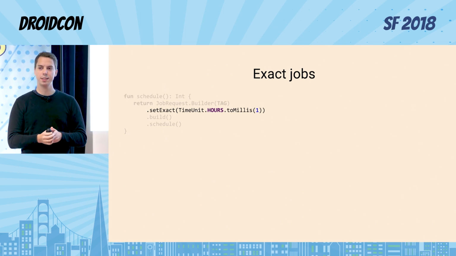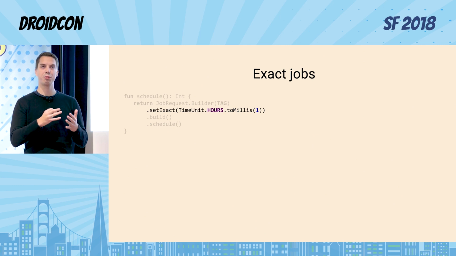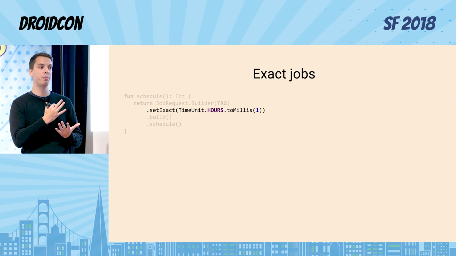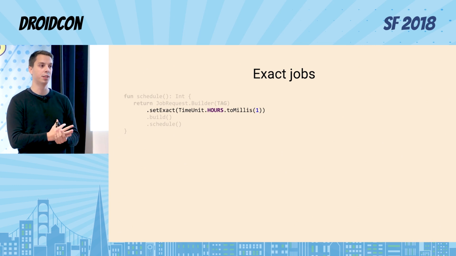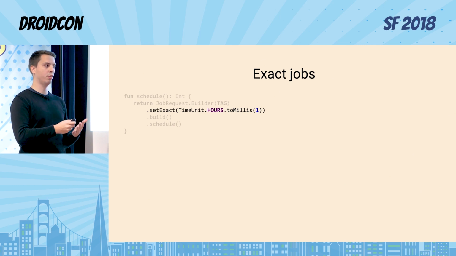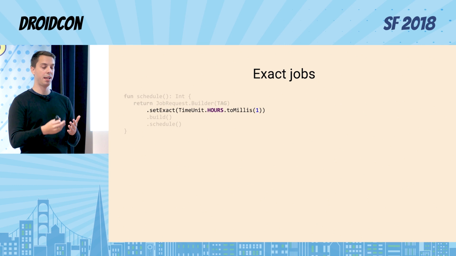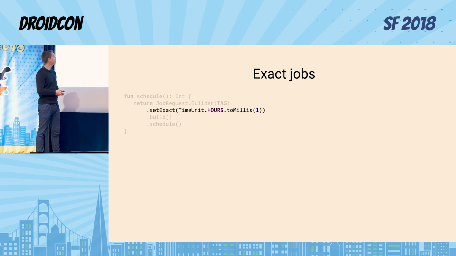The reason for this is, if you think about our requirements or what we're trying to solve, we try to improve the battery life of our application. And exact alarms defeat this purpose. If the device is currently in a doze mode, then you shouldn't wake it up unnecessarily. And exact jobs wake up the device. So this is really battery intensive, and you should avoid it if possible.